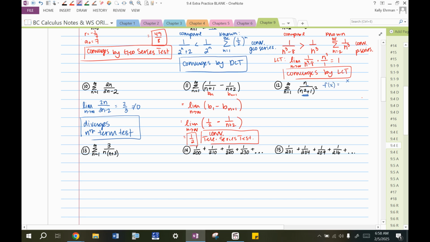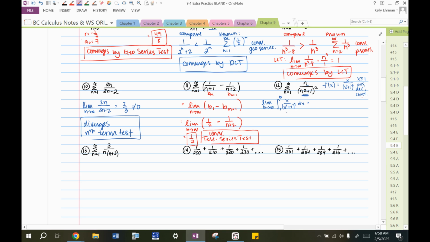So let's let f of x equal x over x squared plus 1 squared. This f of x for x greater than or equal to 1 is positive, decreasing, continuous. So I can use the integral test. And I'm going to try to do it with all of the obnoxious little proper notation. I know we don't like that, but if you practice it now, then you'll probably do it correctly on a free response.